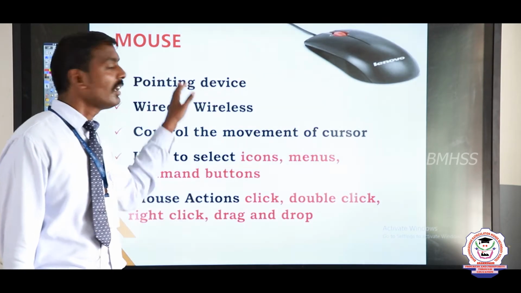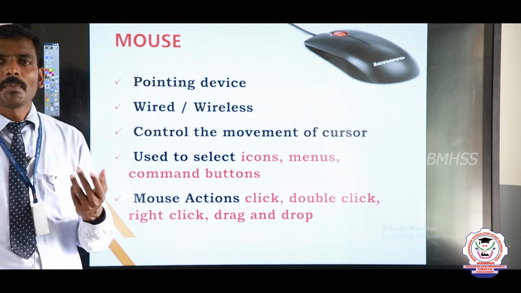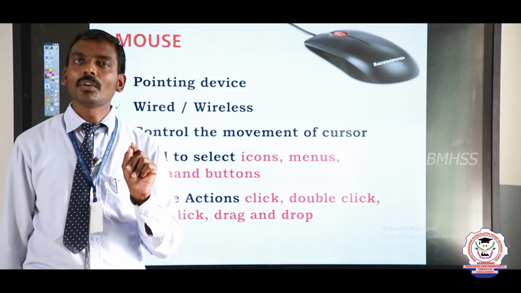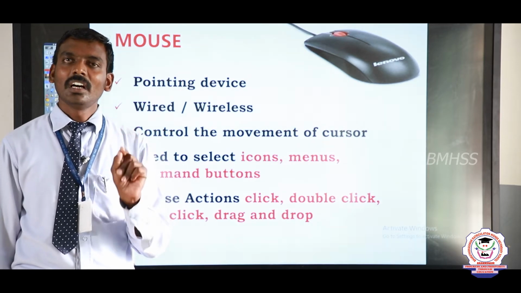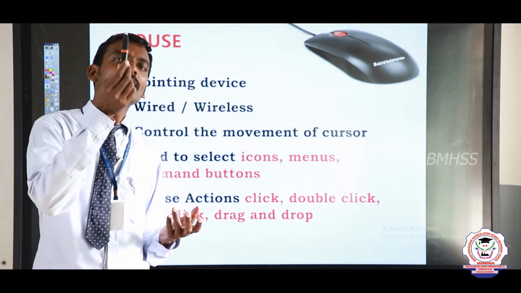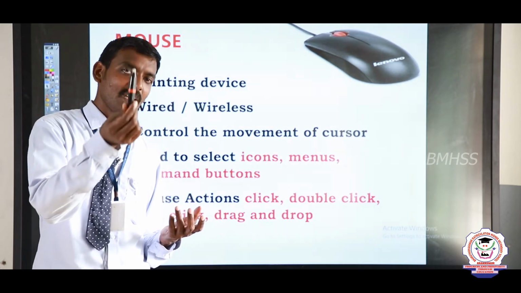Next, the mouse. Mouse is a pointing device. Why is the mouse a pointing device? Because it is used to click. Here some other pointing devices are also there. Here, this pen is also used as a pointing device.